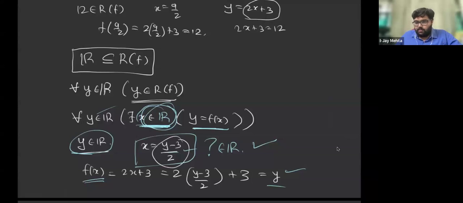Okay. Now the question is, how did he get this? x equals y minus 3 by 2. How did he get this magic number? Does anybody know? This worked. If I put x equals y minus 3 by 2, multiply by 2 plus 3, I get y. This works, right? But then we are surprised. No, how did he know this number? That's a question.